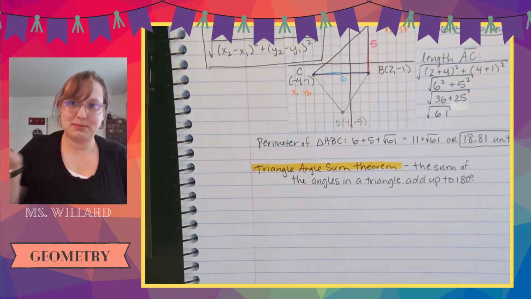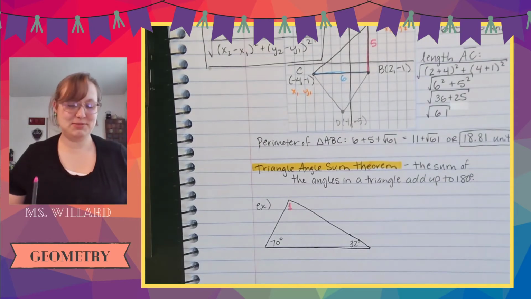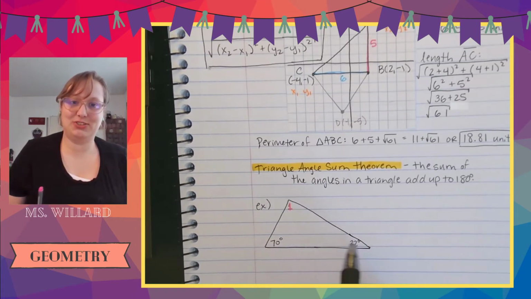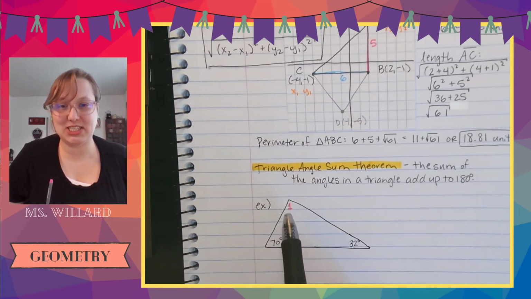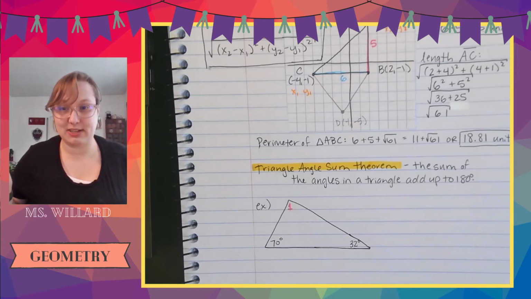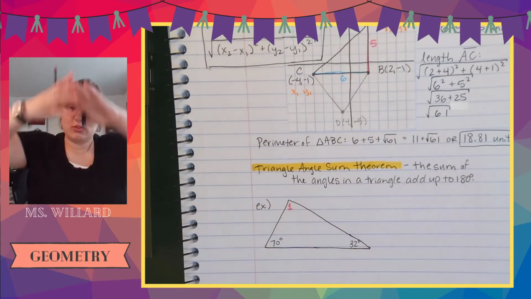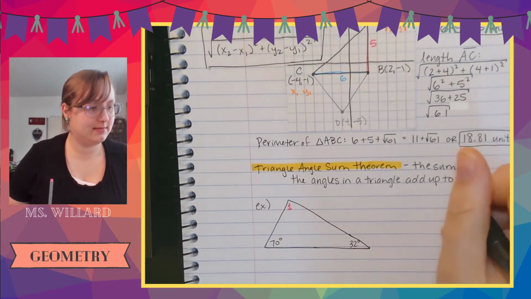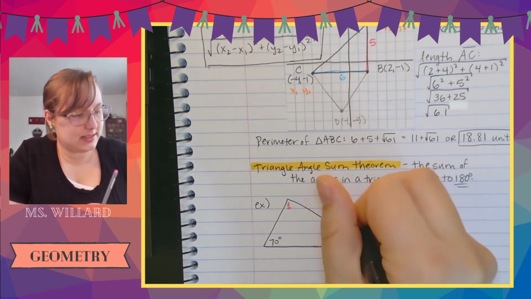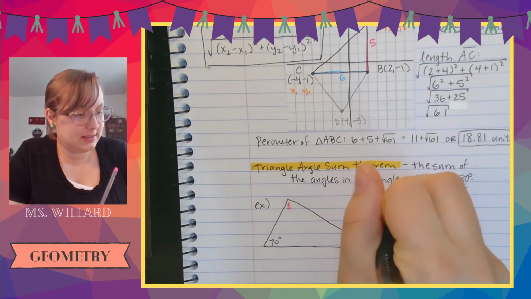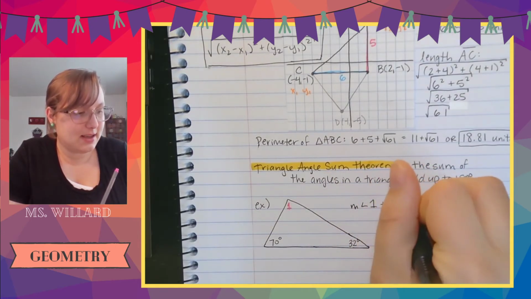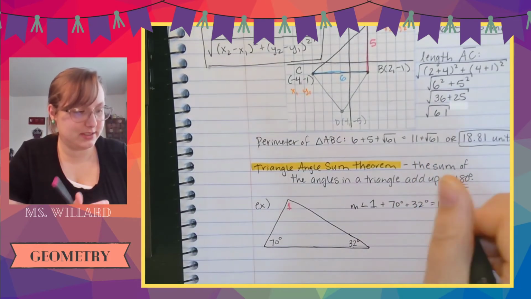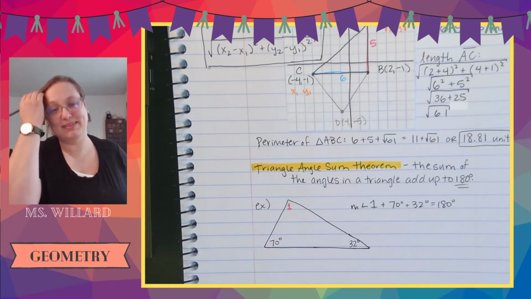Let's use it in an example. So here's my triangle. I have this beautiful triangle that's 70 degrees here, 32 degrees here, and then it's just angle 1, which is the only reason why I use a different color. I know that all 3 of those have to add up to 180, right? So what I know is that the measure of angle 1 plus 70 degrees plus 32 degrees equals 180 degrees, because I said it the whole other time.